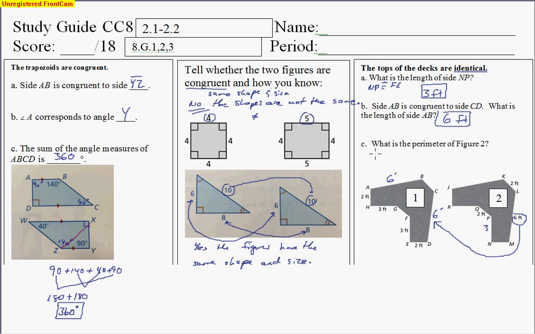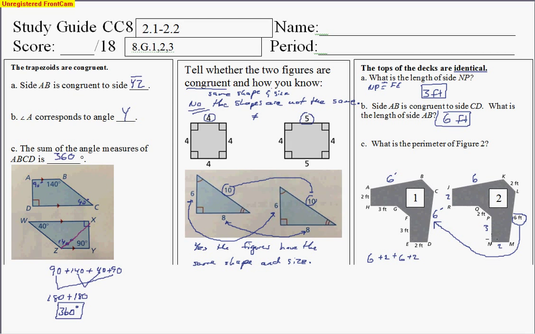And looking at what is the perimeter of figure 2. Alright, so let's go ahead and fill in the sides. Well, JK has to be the same as LM, since CD is the same as AB, so we're going to say this is 6 feet. JR is 2 feet, so we'll put 2 feet right there. And NM corresponds to ED, so that's 2 feet as well. So all I have to do is add up those sides. So I'm going to start with this 6 right here. So 6 plus 2 plus 6 plus 2.